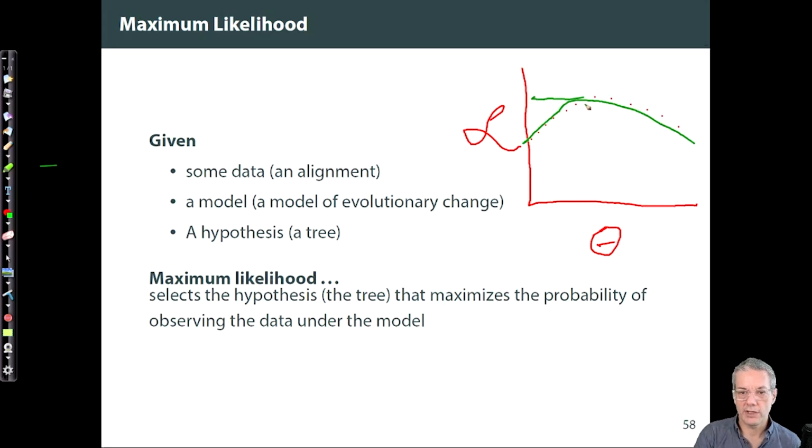But if you'll notice here, even though they're not equivalent, like in the case of parsimony, there may be many trees, many values of the parameters, that give trees that have very similar likelihood to the maximum likelihood. And that is often the case.